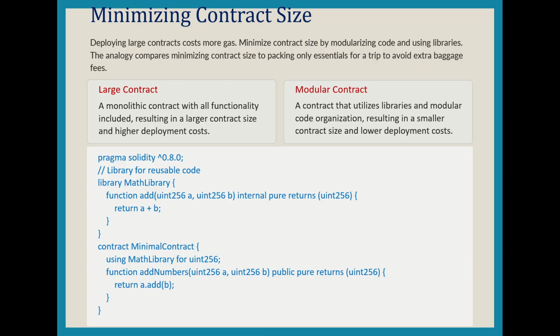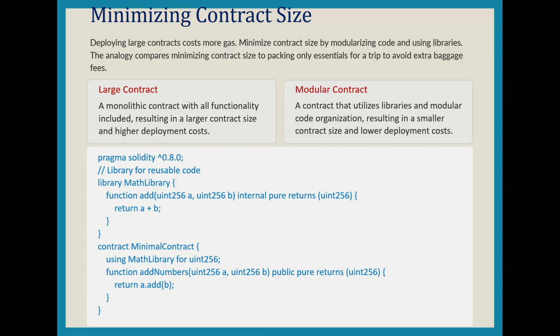Next, we're just defining the contract. So the contract is called MinimalContract, and we are using MathLibrary for uint256. This is basically the directive statement. It attaches the functions of MathLibrary to the uint256 data type. Any uint256 variable can directly call the functions defined in MathLibrary. Okay. So your function is function addNumbers(uint256 a, uint256 b).